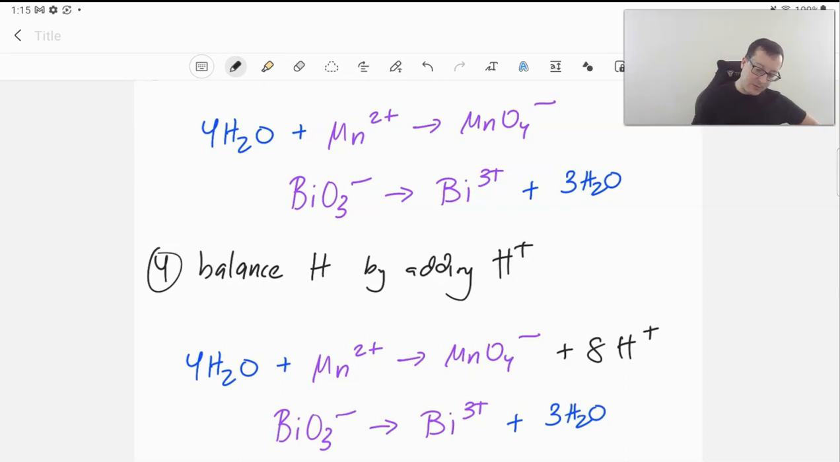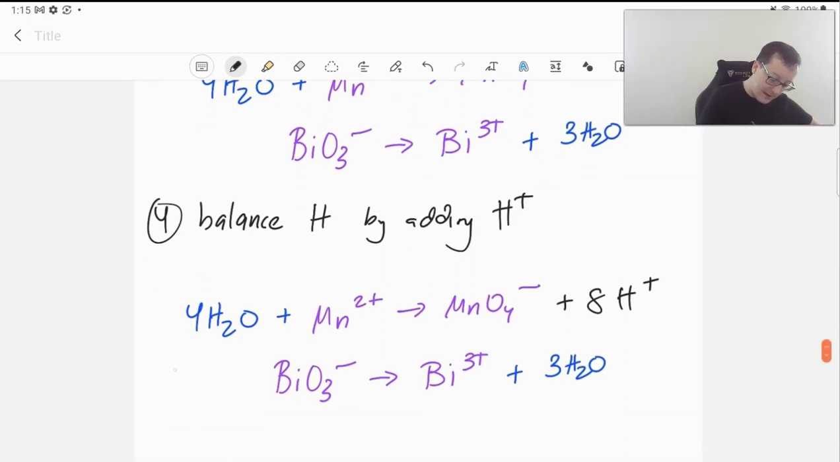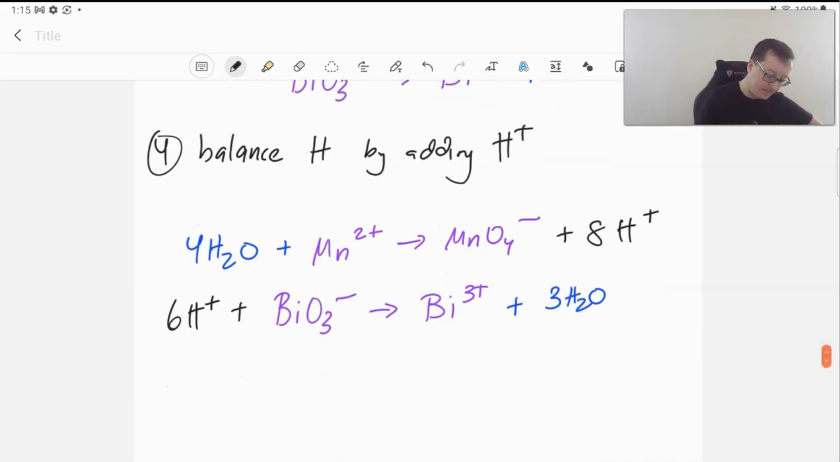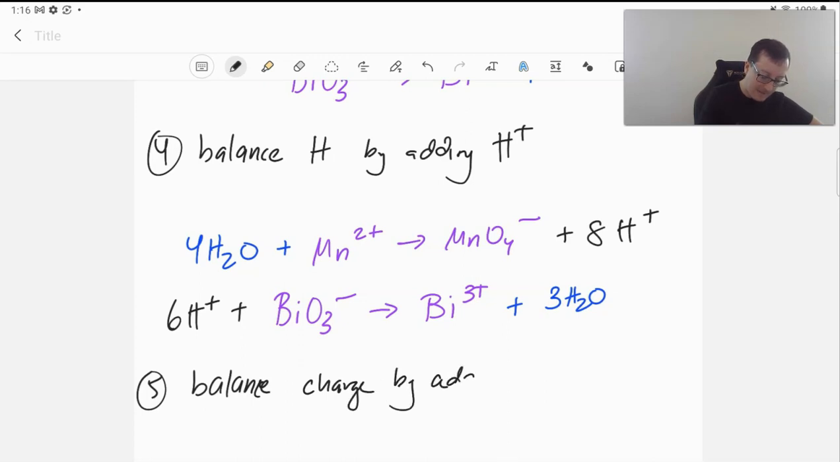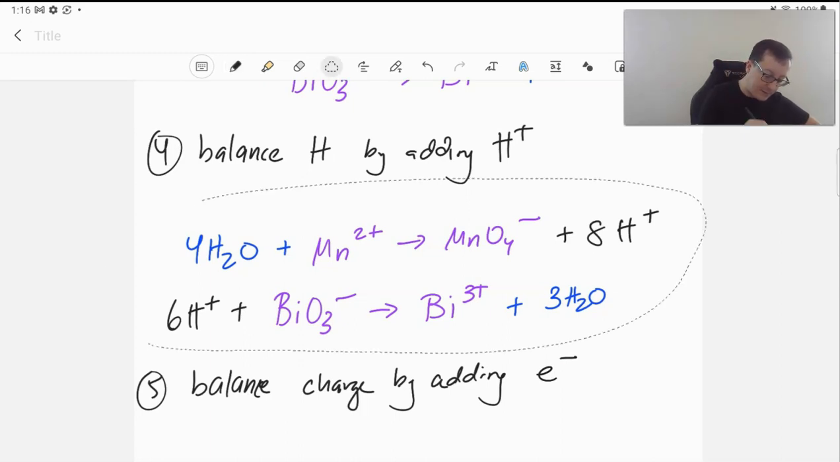And on the left side, it looks like we're missing 6, so let's add 6 hydrogens. And then the last thing we want to do is balance the charge by adding electrons.